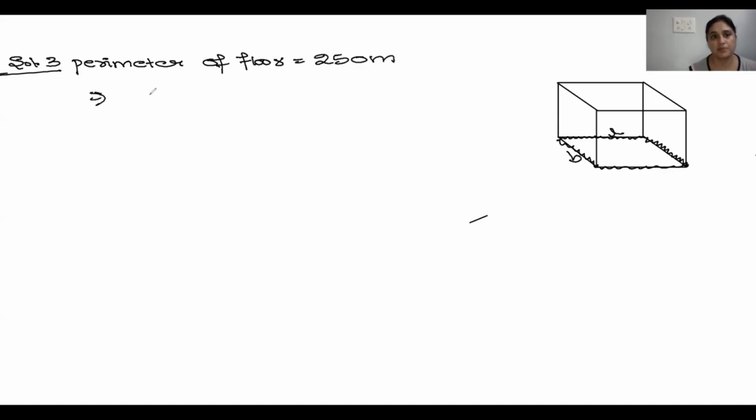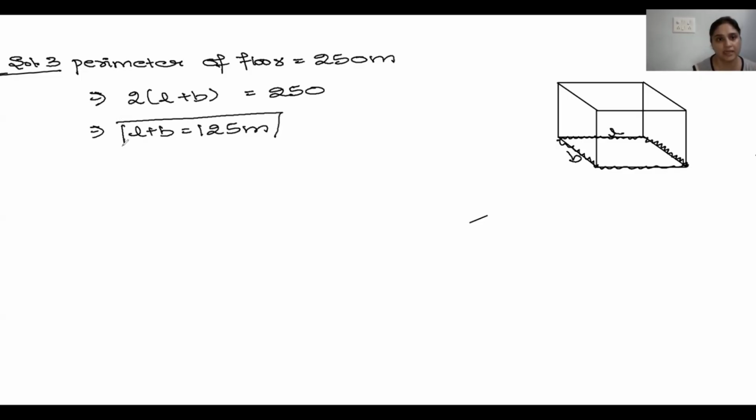So which implies, what is given to us is 2(L plus B) is equal to 250, right? Which implies L plus B is equal to 125 meters. We do not solve this any further, so I am going to highlight it and mark it as 1, because I am going to use it later. Now the question further says we are given the cost of painting the area of 4 walls.